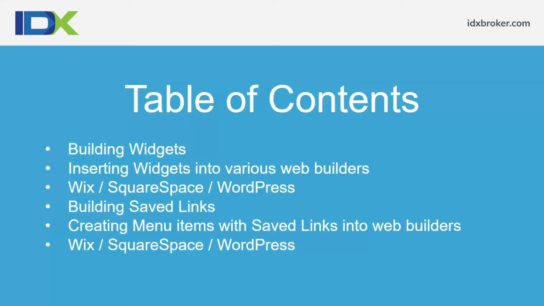So here's our table of contents. This is where we're going to go over the highlights for today. We're going to be building some widgets in the IDX platform. Then we're going to be inserting widgets into the various web builders, so we're covering Wix, Squarespace, and WordPress. Then we're going to be building a save link and then creating menu items within these web builders. So let's go ahead and get started.